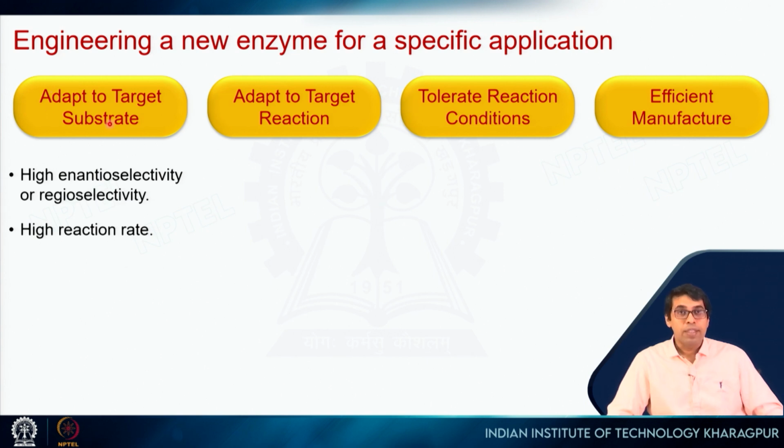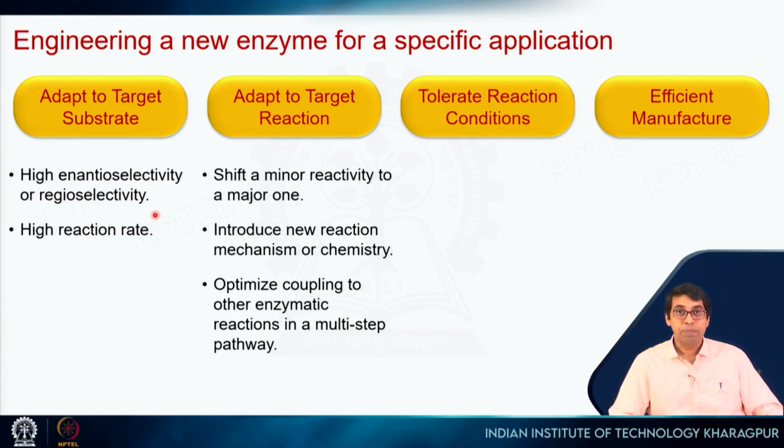So adapt the target enzyme to a specific substrate, which means that let's say you found an enzyme, it catalyzes a certain reaction, but it does not take the correct substrate or it does not make the correct product, right? So for example, if the product has a chiral center, it is making one of the enantiomers, but you need the other enantiomer. We will see one example today. You want to improve the reaction rate. So it performs the reaction at a certain rate, but you want to make it better, right? So that will be adaptation to the target substrate.